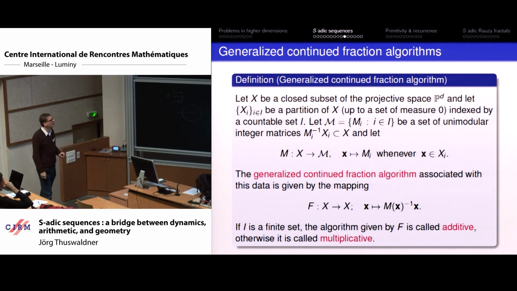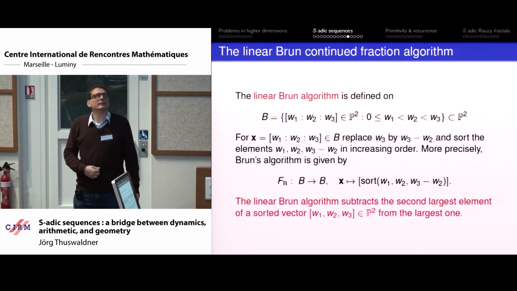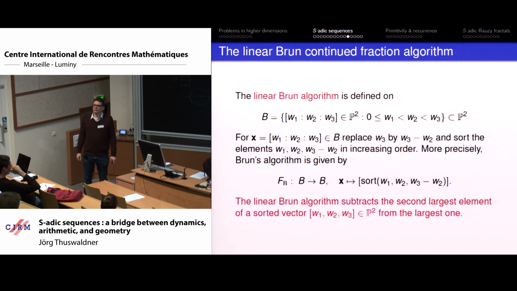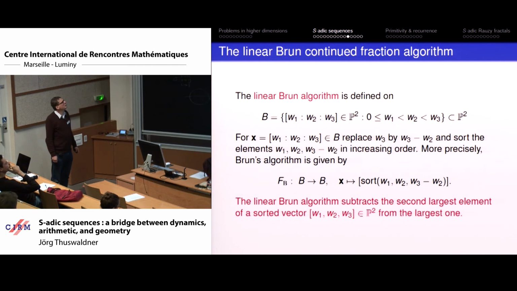But as promised, I want to give you an example. The so-called Brun algorithm goes back to 1958, I think, to Viggo Brun, a mathematician from some Nordic country. I don't know which one. Norway. So a Norwegian guy. So here's the linear version defined on the projective space. Again, we can projectivize, and we can define it on the half of the unit square.